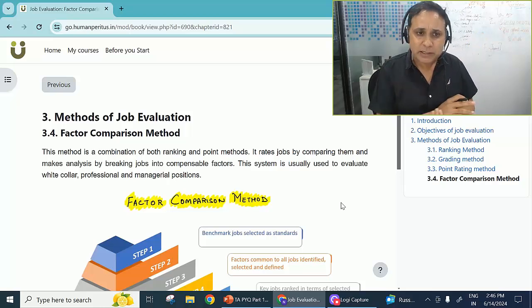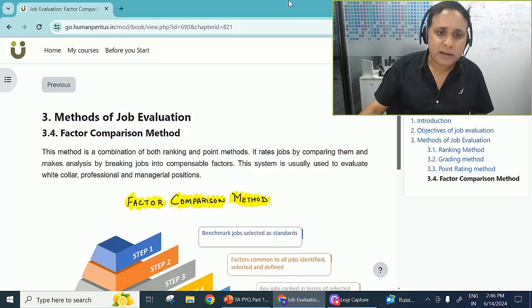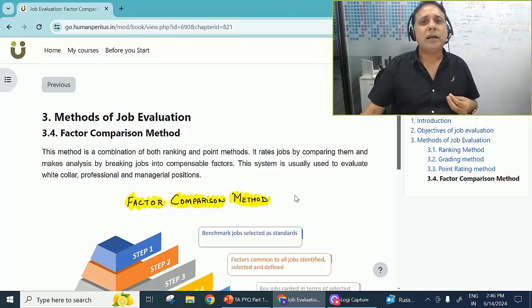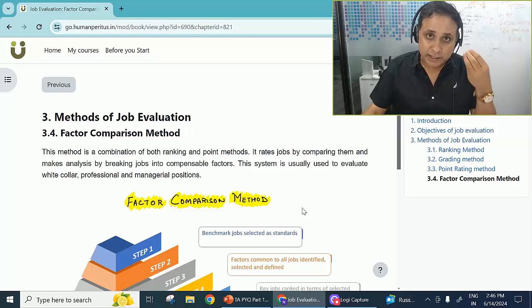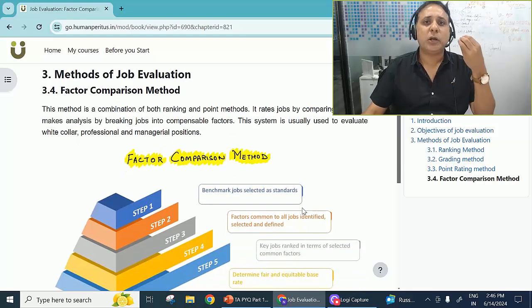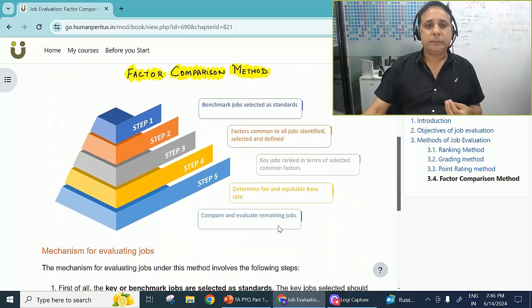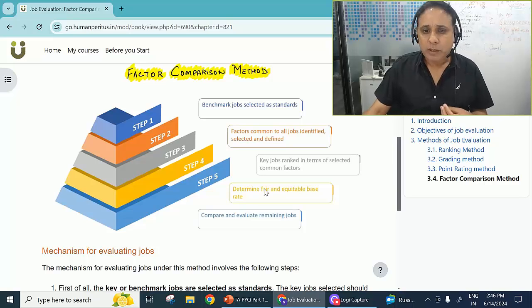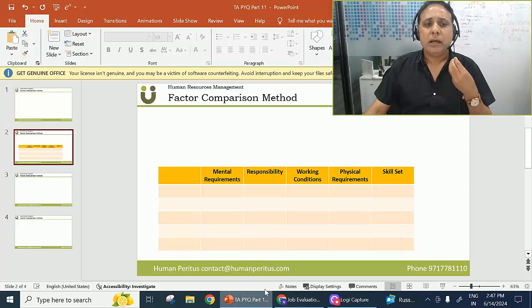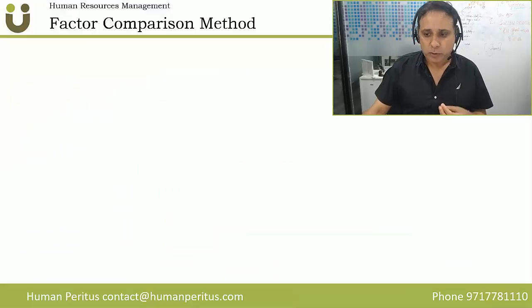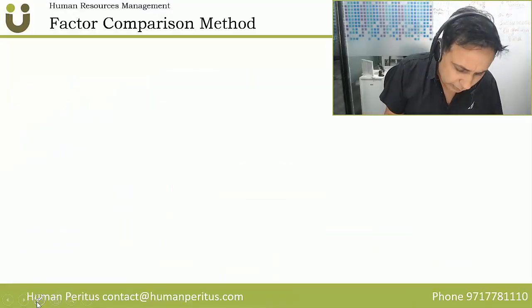So there are various methods. One of the methods is factor comparison method, and it's a quantitative method. It's not a qualitative method. It's a quantitative method, just like point rating method. So guys, these are various steps of this method, but just to simplify it, let me explain what this method does.